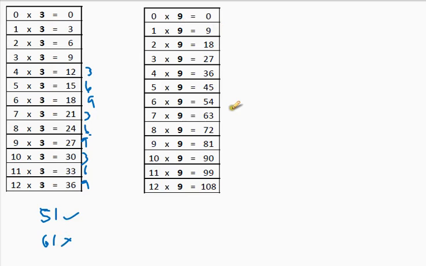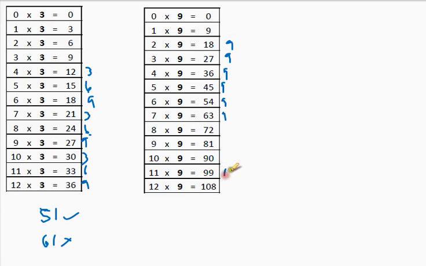9 times table. This is one of your easiest times tables to learn. Let's look why. We can add up the digits again. 1 plus 8 is 9, 2 plus 7 is 9, 3 plus 6 is 9, 4 plus 5 is 9, 5 plus 4 is 9, 6 plus 3 is 9, and so on. Your digits will add up to 9.